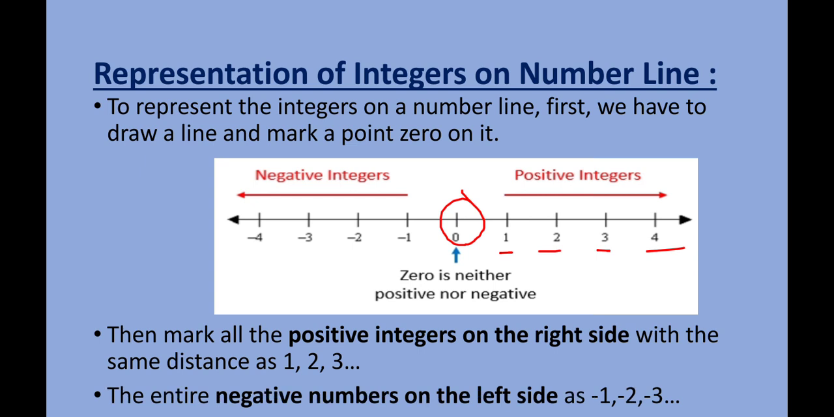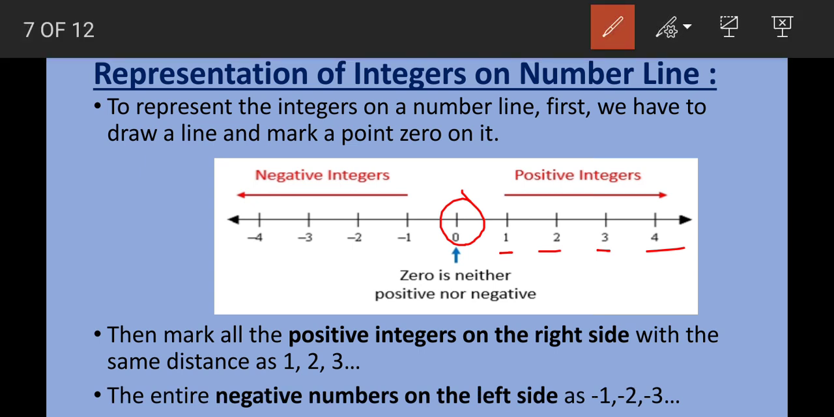Next step is the negative numbers, which we have to mention to the left side of the 0. That is minus 1, minus 2, minus 3. All these are the negative integers. We have to write to the left side of the 0 by putting the same gap as we are mentioning on the right side also. The gap between any two consecutive numbers, that is 0 and minus 1, minus 1 and minus 2, minus 2 and minus 3, is always equal. So in this way you have to draw a number line.